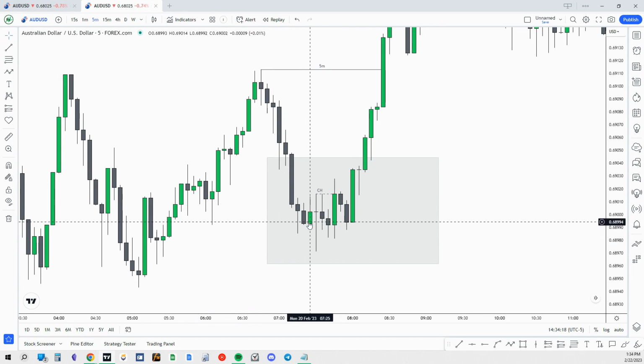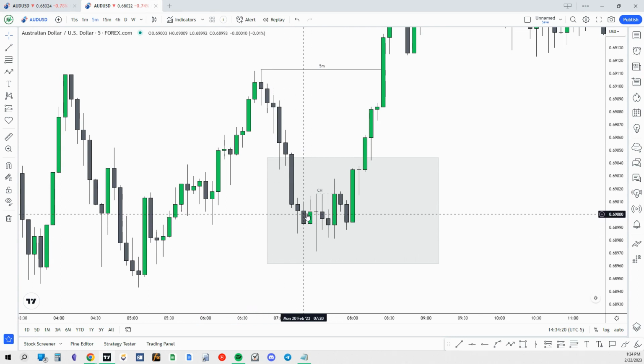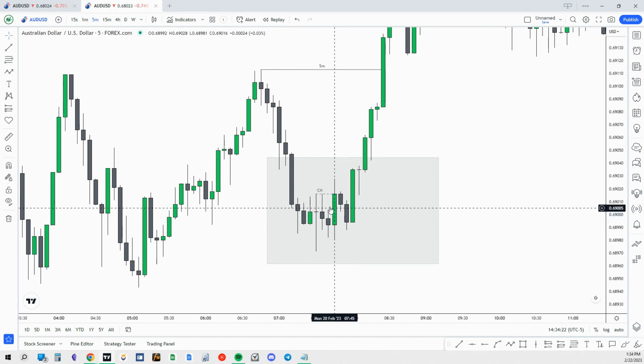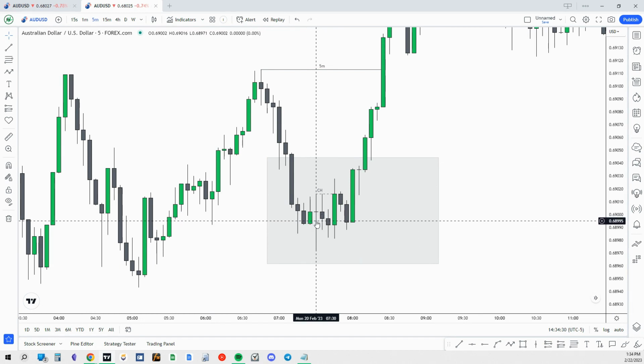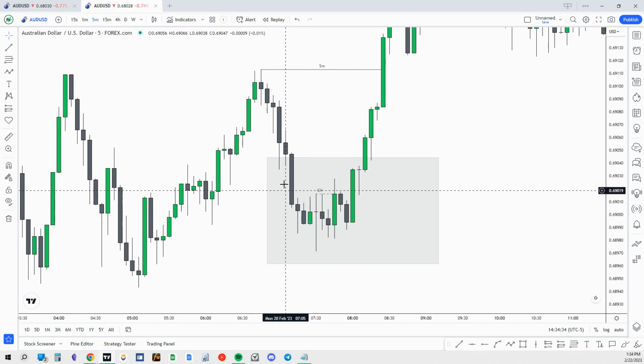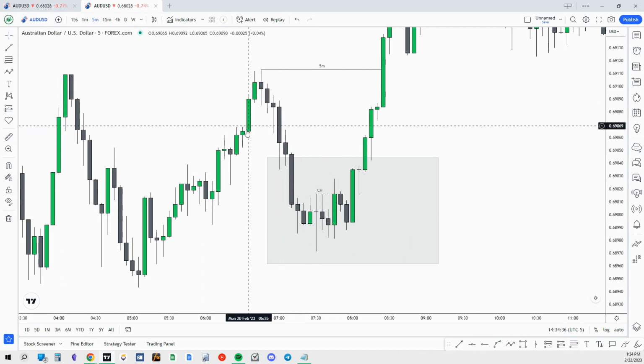But the change of character basically happens when price takes out an old high on a lower time frame. And how we can find the old high on a lower time frame is by finding the candle that failed to break the previous candle's low. So looking at this down move, let's just back up a little bit. Just forget about the change of character right now.